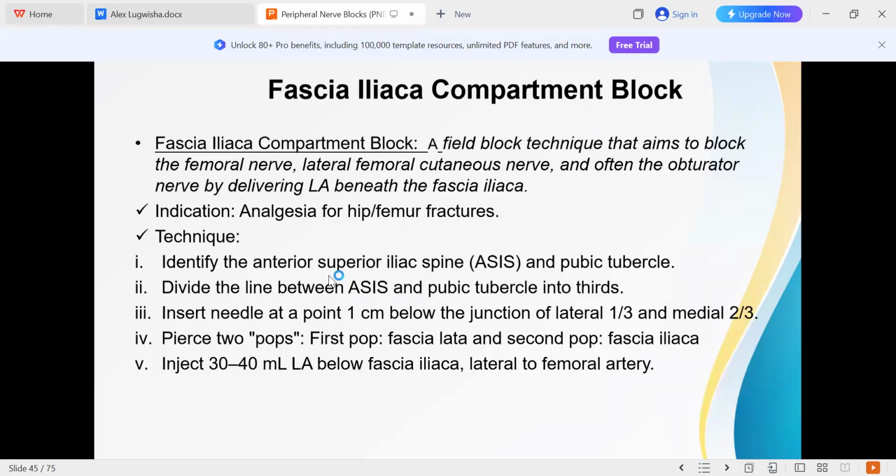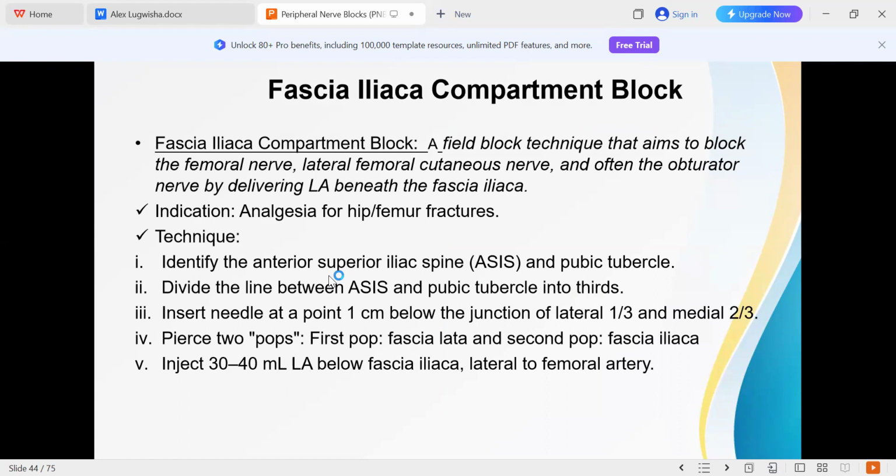Okay. The fascia iliaca block is a fascial plane or compartment block that aims to block the femoral nerve, lateral femoral cutaneous nerve, and often the obturator nerve. And the local anesthetic agent is delivered beneath the fascia iliaca. Okay. And how do you do that?